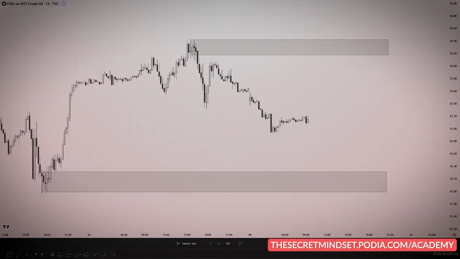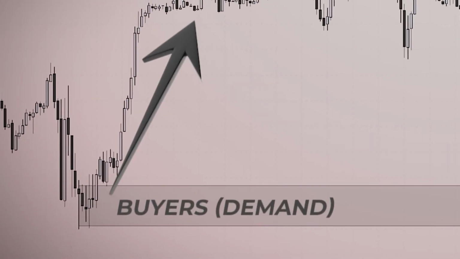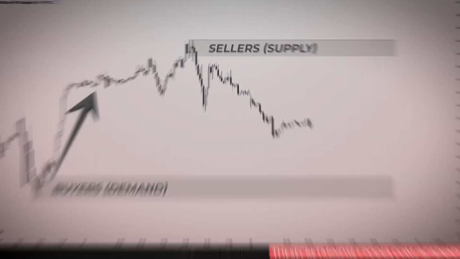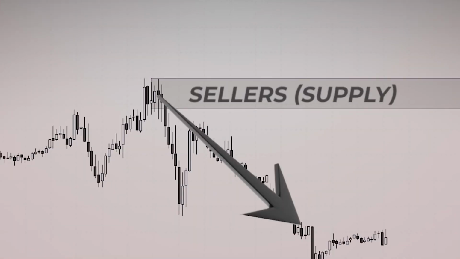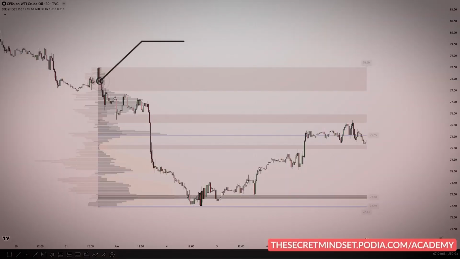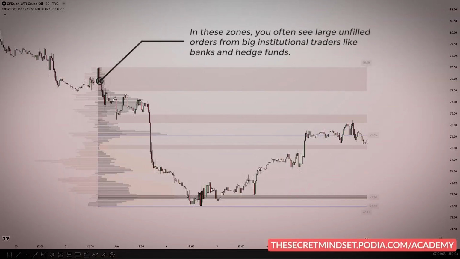In the market, there are always two competing forces: buyers, who represent demand, and sellers, who represent supply. When there are more buyers than sellers at a certain price level, it creates a demand zone. When there are more sellers than buyers at a price level, it forms a supply zone. In these zones, you often see large unfilled orders from big institutional traders like banks and hedge funds.